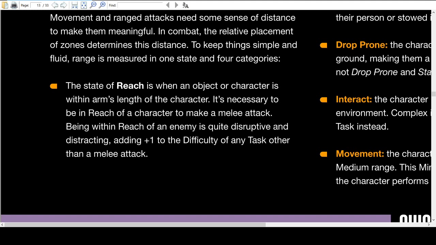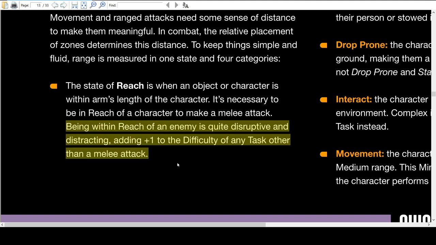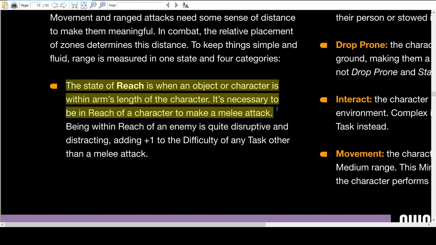Alright, so besides the point that if you're within reach, you add 1 difficulty to any task other than the melee attack, the one that I'm actually more curious about is: is reach considered a zone, or is it actually a state when someone is considered close? And the interesting thing, I think we'll get to it at some point: how do characters move between the zones? What is the cost of it? And in some sense, how far or how many zones can a character cover within, say, their turn or within a round, so to speak? That's something that I'm interested in.